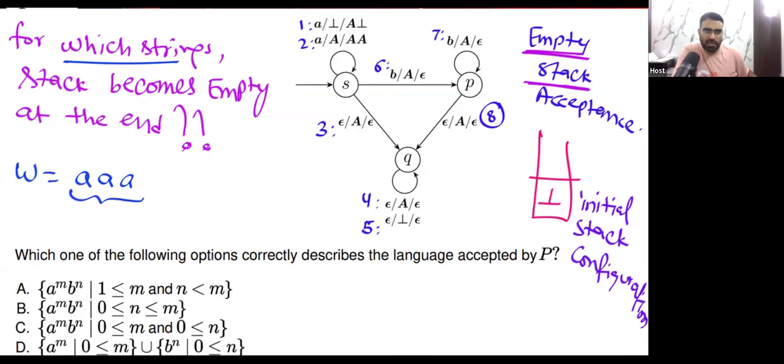For this string, what will happen? Let me know, which transitions? Tell me, for this string, is it possible you can make the stack empty at the end? Tell me. Yes, of course.